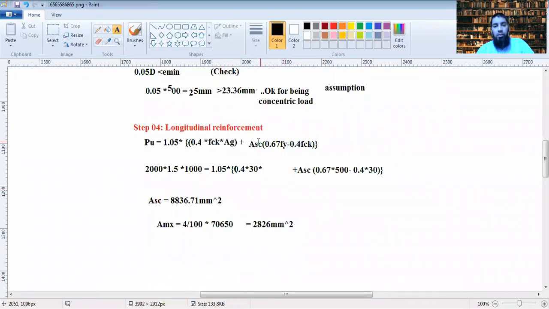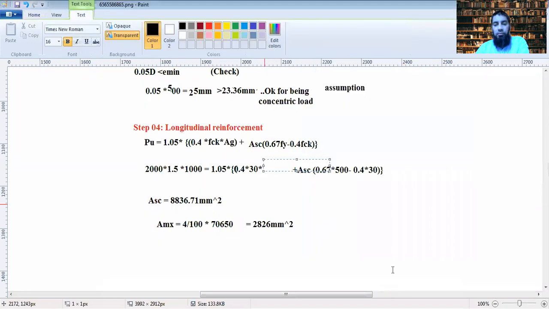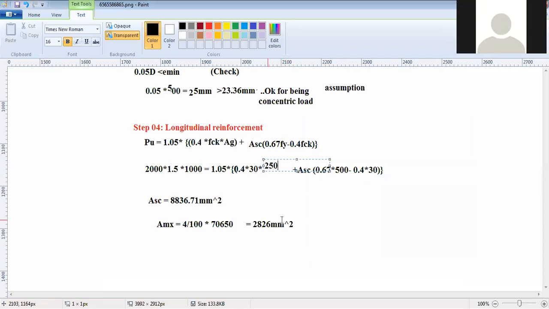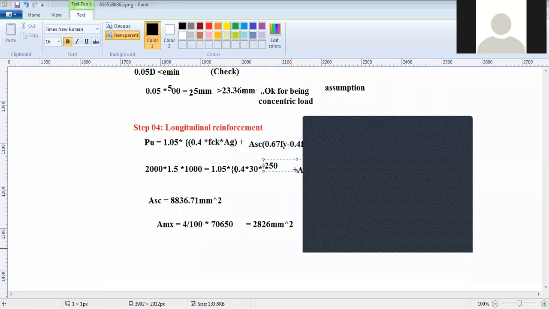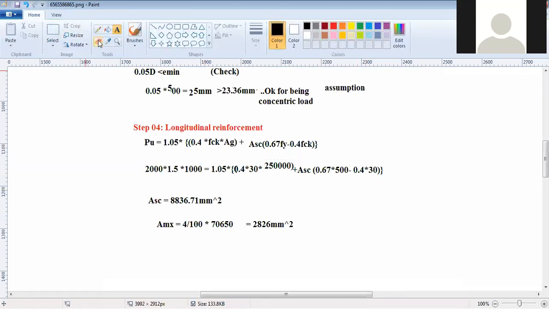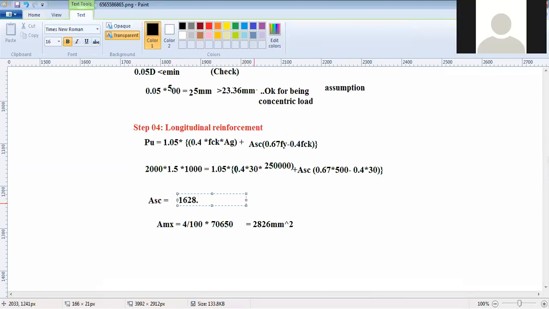So how much is this coming out to be? What's the value of Asc that you got ultimately? 1628.47. Just a minute. Sir, is it 25 by 25 or is it pi d square by 4? Sir, we have to find the area, it is a circular cross section.